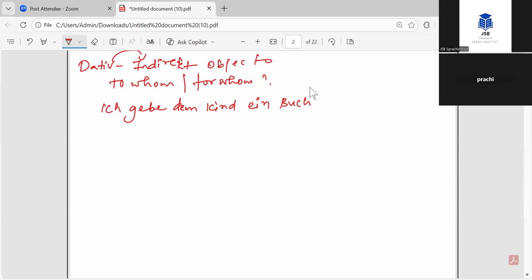Okay. So to whom, for whom do I give the book? To the child. So that is the indirect object. If I directly give the book, that is direct object. But ich gebe dem Kind ein Buch, so indirectly I am saying. Clear?